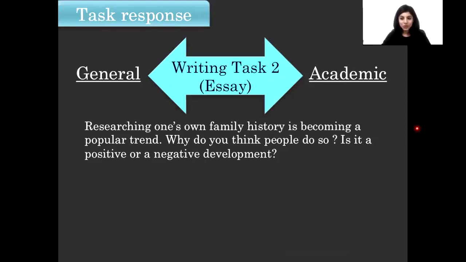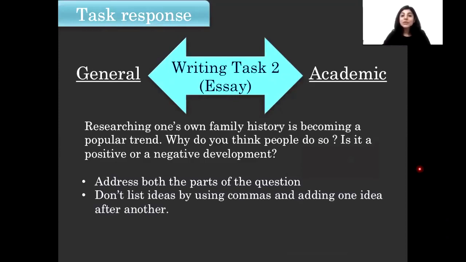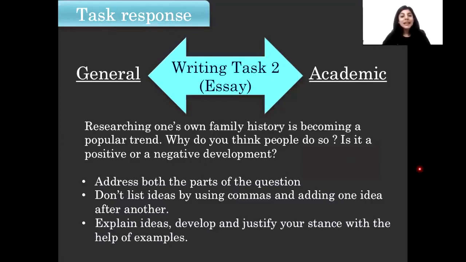Now there are 2 questions, that means 2 parts to this topic. Make sure that you address both the parts of the question. And when you write the ideas, don't just list them by using commas and adding one idea after another. Instead, explain your ideas, develop and justify your stance with the help of examples. Remember, you're not marked on just listing the ideas, but on how you present and develop them.